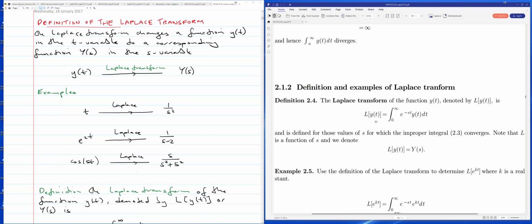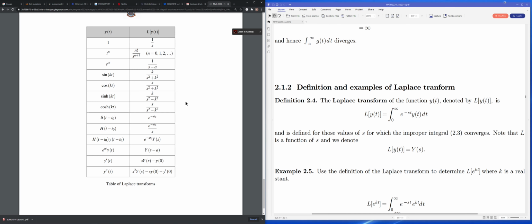Now typically, when you're calculating Laplace transforms, you're going to be using a formula. For example, the formula will come from a table such as this, or if you remember, you could just take a Laplace transform where you just remember the formula.